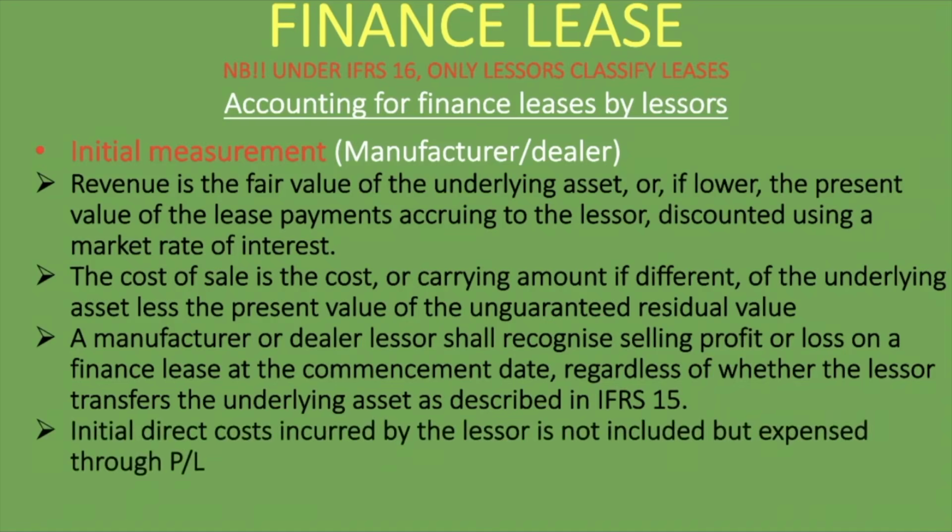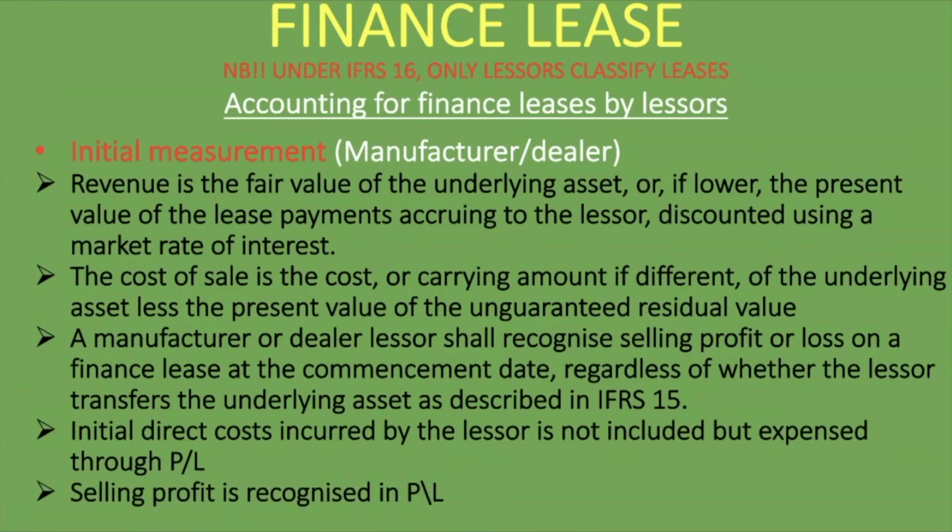Right? Initial direct cost incurred by the lessor is not included but expensed through profit or loss. So unlike a non-manufacturer or dealer who includes the initial direct cost, for a manufacturer or dealer, they do not include the initial direct cost, but it's expensed through profit or loss. Selling profit, as you would know, is also recognized through profit or loss.